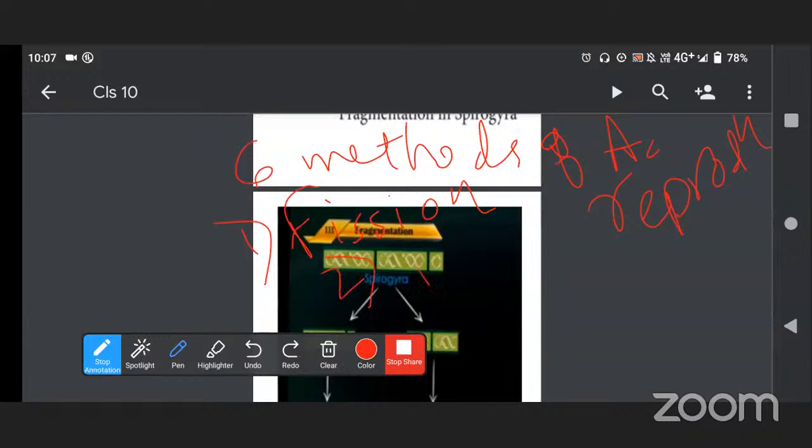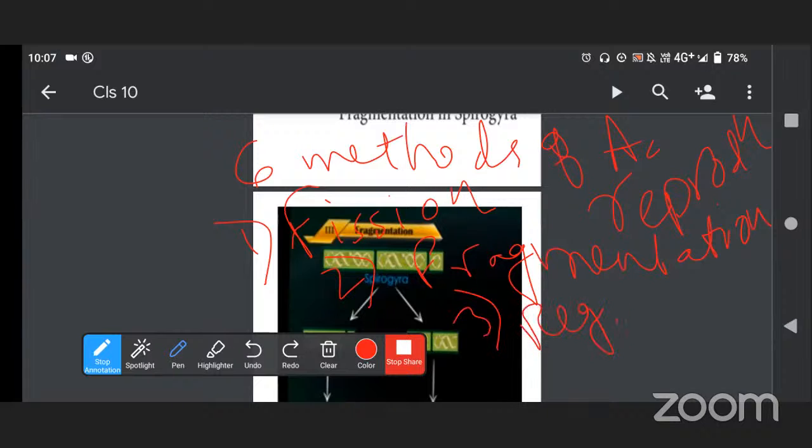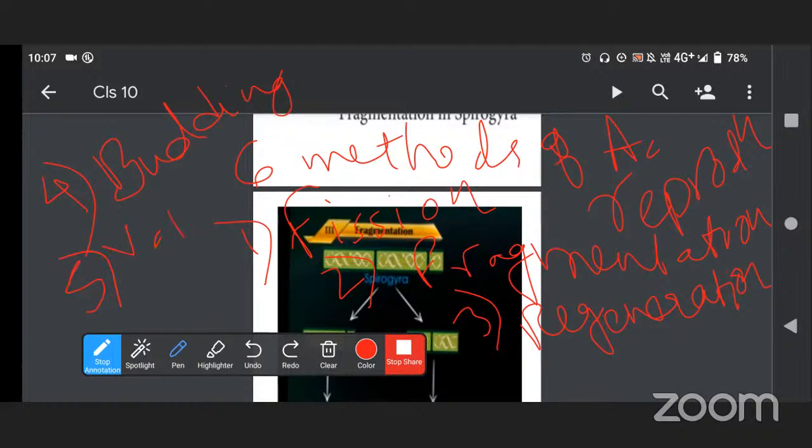Second one is fragmentation. Different organisms reproduce by different methods. That's why 6 methods are there. Then regeneration. Fourth one is budding. Fifth one is vegetative propagation or reproduction. So these are the 6 methods of asexual reproduction. We will discuss all of these one by one.